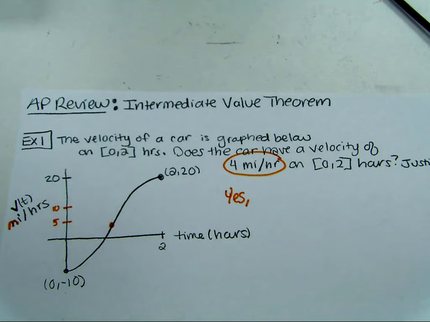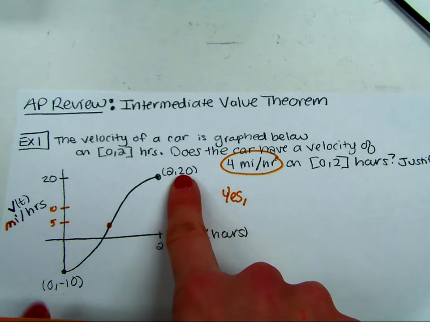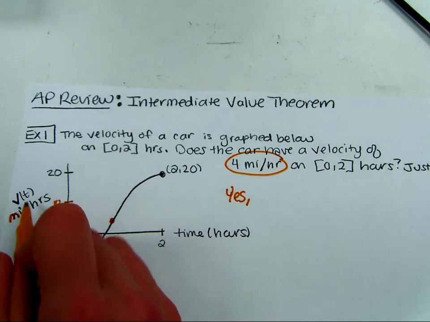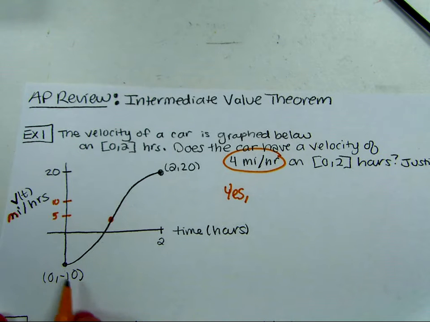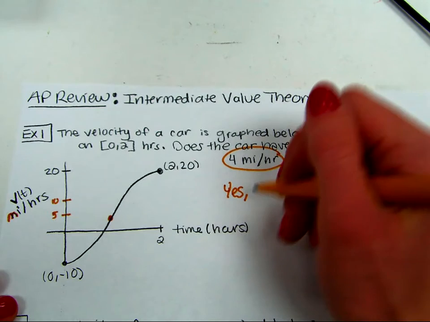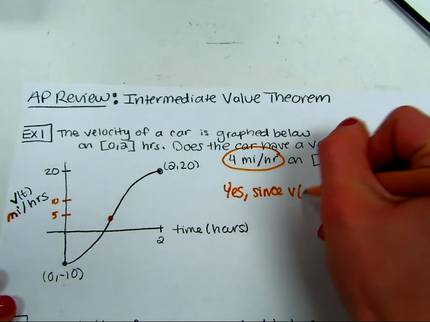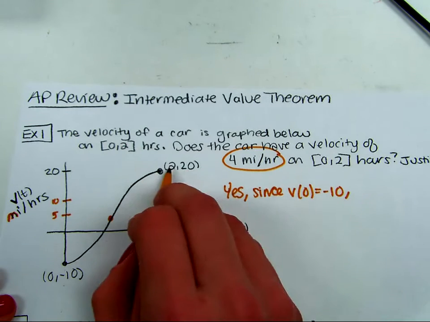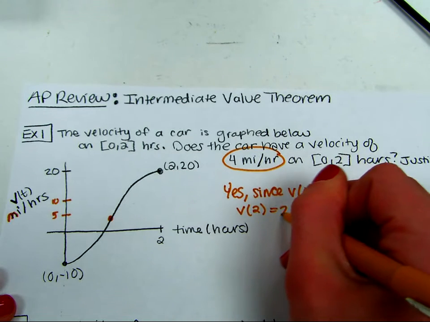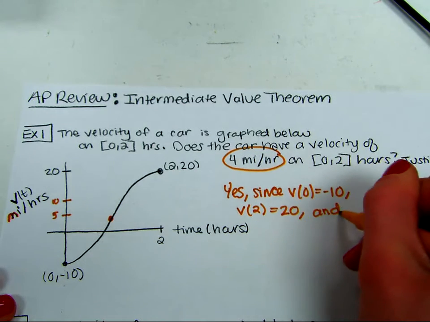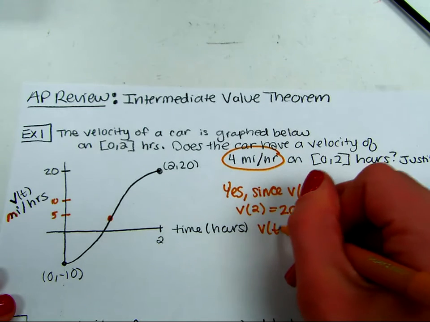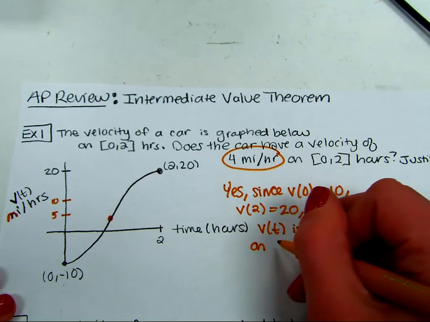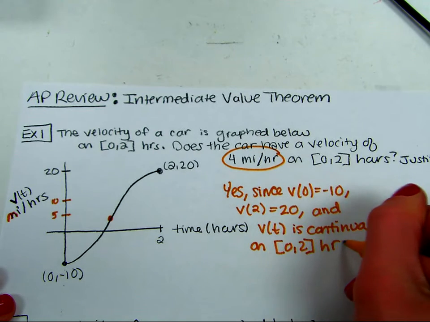And there's 3 important things you should mention. You should mention these 2 points, and you should also mention that your graph is continuous. For the 2 points, I might use function notation. Our function's called v. I'm going to call this v of 0 equals negative 10. So I'm going to say yes, since v of 0 equals negative 10, v of 2 equals 20, and our graph v of t is continuous, and I'm going to say on the interval 0 to 2 hours to be very specific.